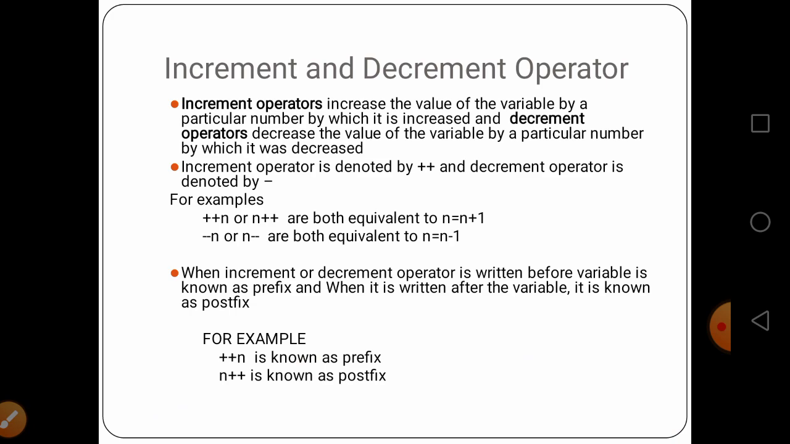For example, plus plus n or n plus plus are both equivalent to n equals n plus 1, and minus minus n or n minus minus are both equivalent to n equals n minus 1, because by default it increases or decreases the value by 1.